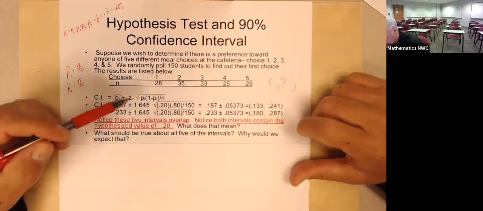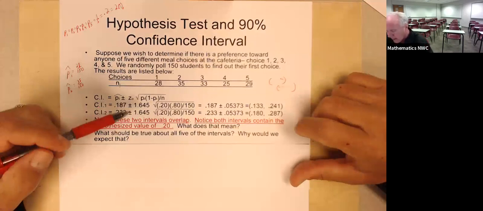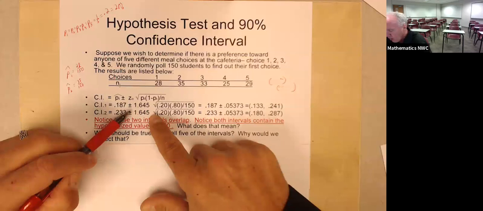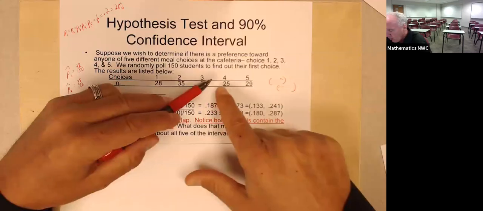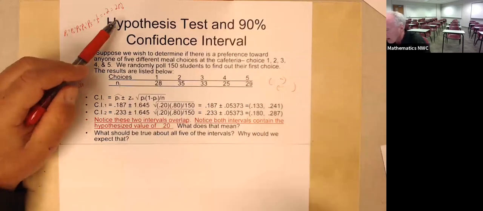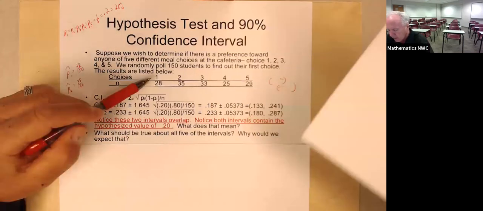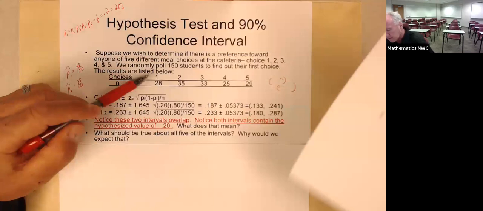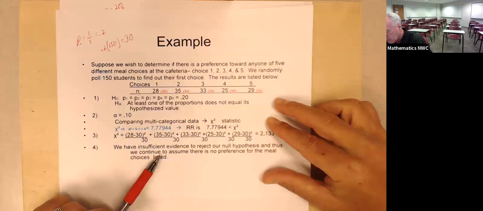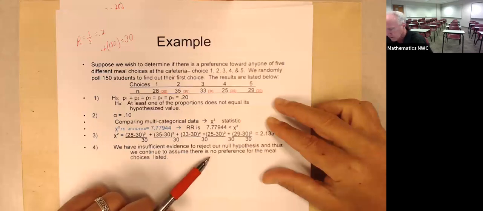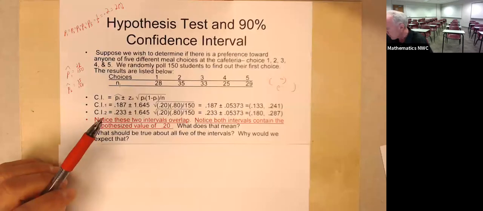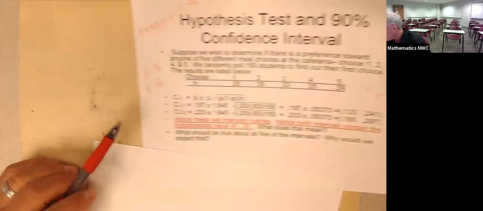What should be true about all 5 intervals? If I ran these 2 formulas for 3, 4, and 5, all of those intervals would also include 20%. That's again why, in this example, my hypothesis said insufficient evidence. I had to continue to assume no preference. They basically supported each other's argument. Okay.